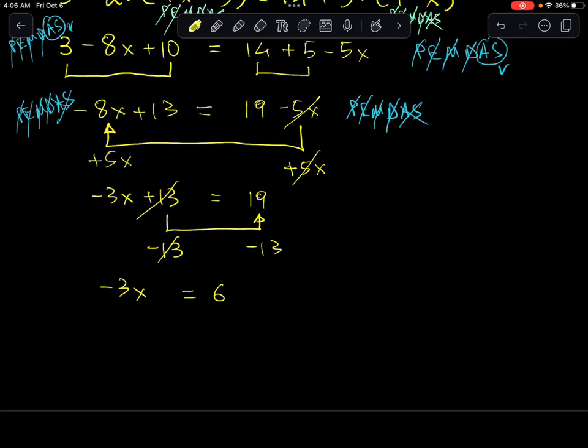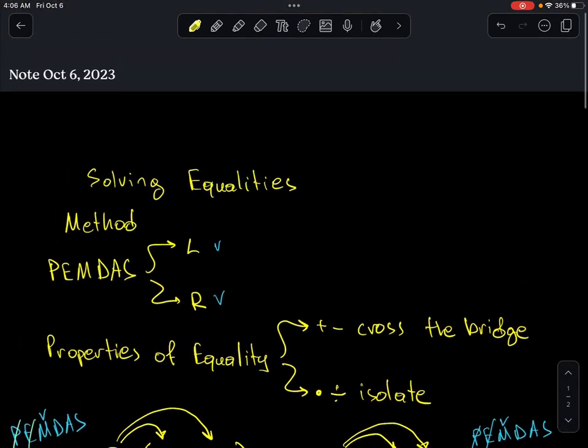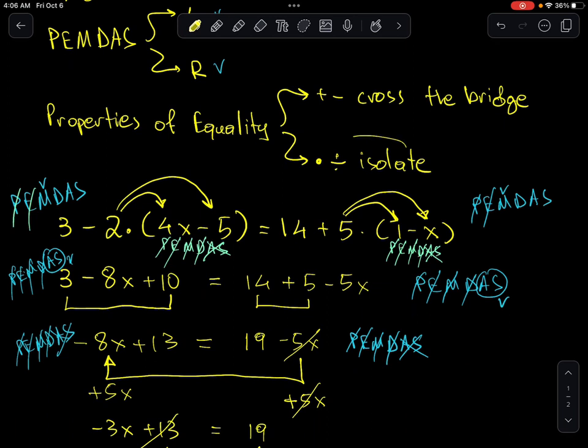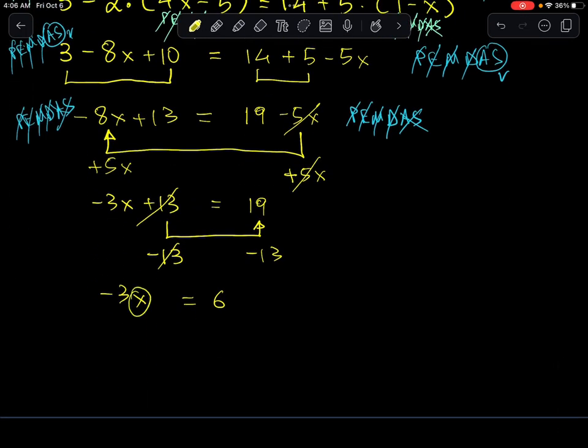Okay, and now do I have anything to move? No. So I'm going to go and try to isolate. To isolate, we have to use the multiplication or division property of the equality. And in particular, if x is multiplied by a number, I have to divide by the same number. If it's divided by a number, I have to multiply by the same number. And I have to do the same on the other side.